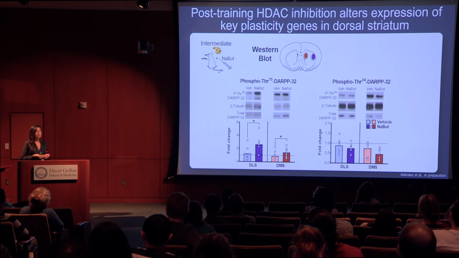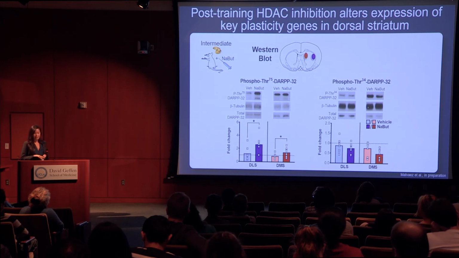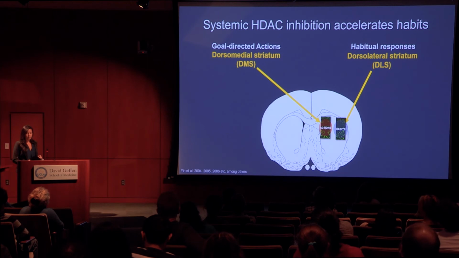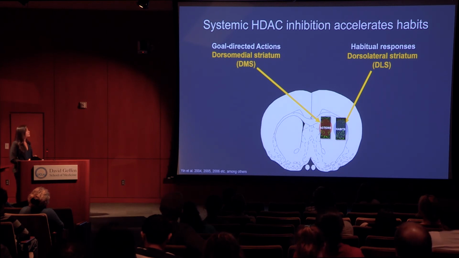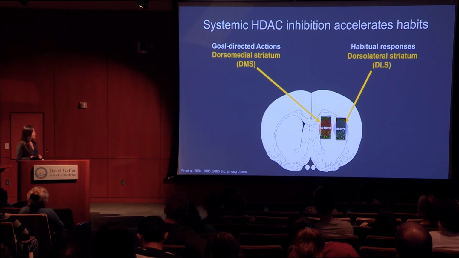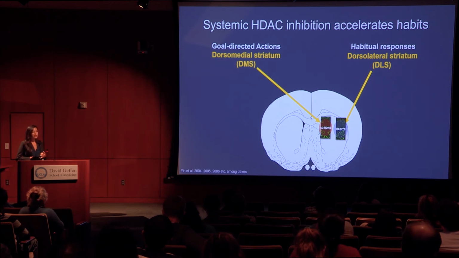We're actually following up on these findings in collaboration with Dr. Mike Levine and Lori Galvan, where we'll be looking at whether there's any changes in the physiology within the striatum. So what we can conclude from that piece is that HDAC inhibition accelerates habits, and there are changes throughout the dorsal striatum in both acetylation and transcription.